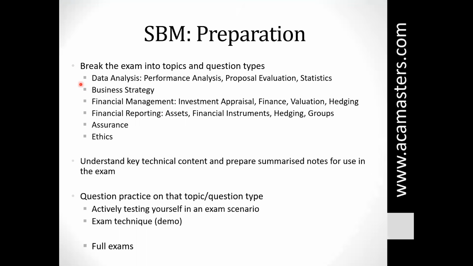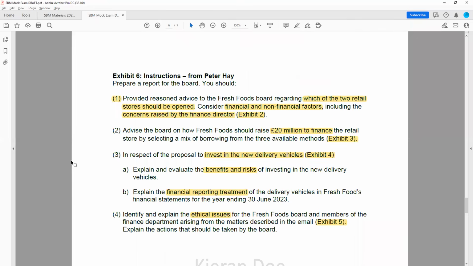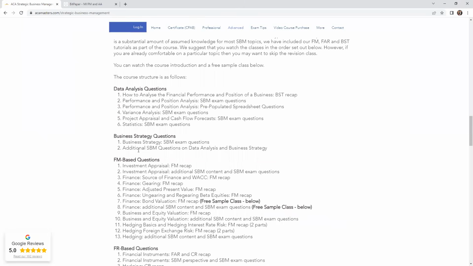So what you need to do for each topic, so maybe we'll take statistics as an example, you need to understand the key technical content and prepare summarized notes for use in the exam. So make sure that you understand this key technical content. You've got the ICAEW workbook. Those of you who are using my video course, or the live classes, obviously you've got the video on statistics where I explain the key technical content so that you can understand it.